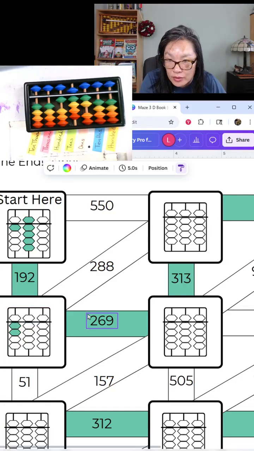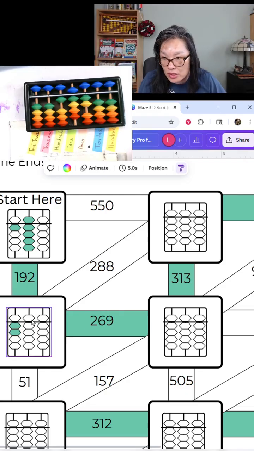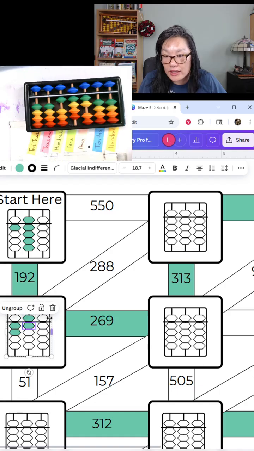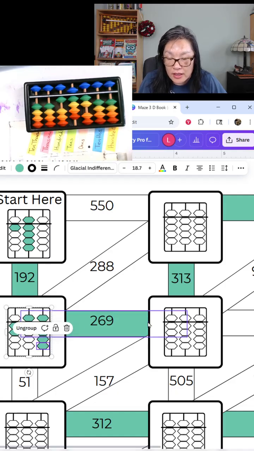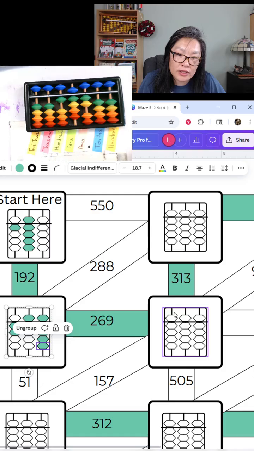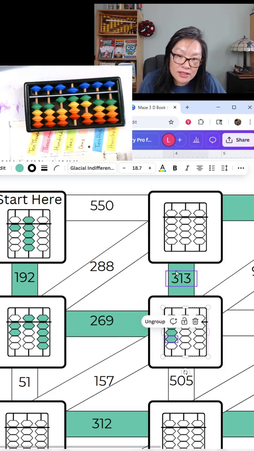So I have my number 269. So I have 200, right? And then 60, that's 60. And then 9. 5, 6, 7, 8, 9. This is really low key. I'm really low key right now. And this is 300. Where am I going? I'm going here. This number is going to be here. So I'm going to do 313.